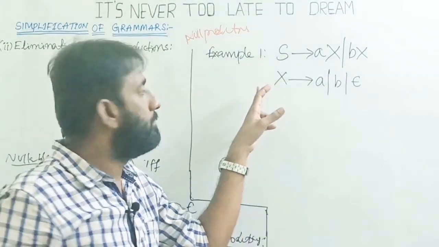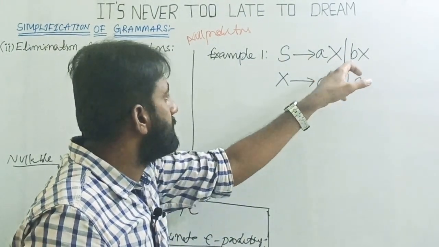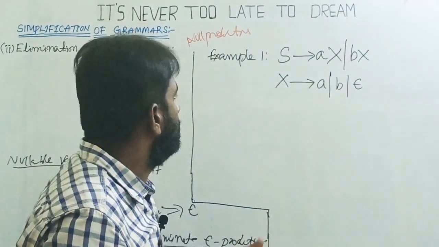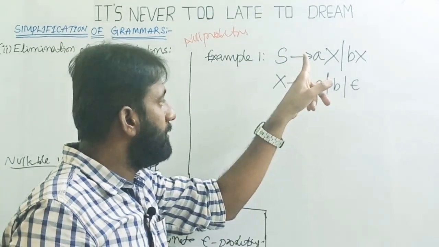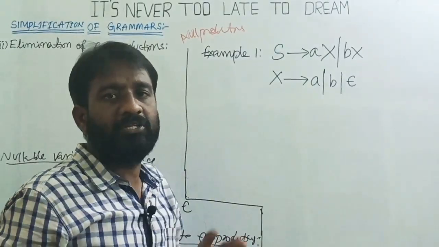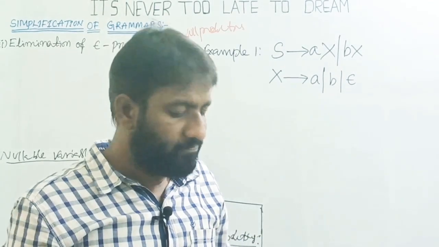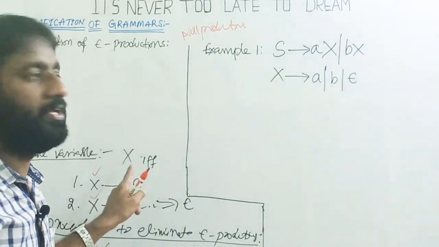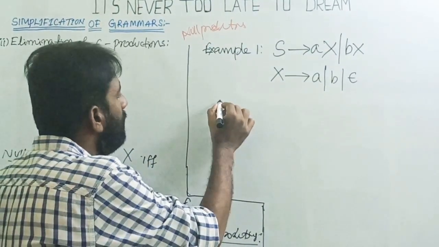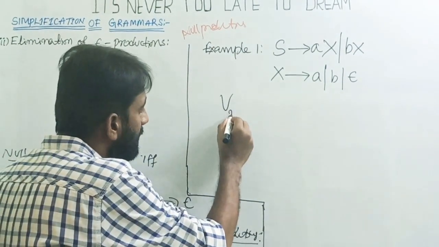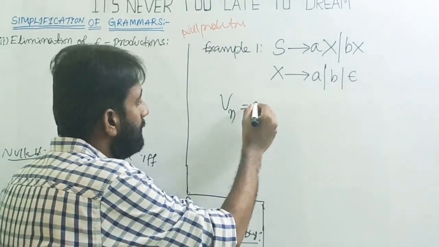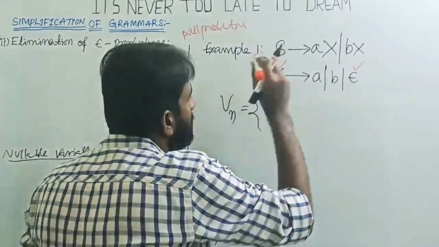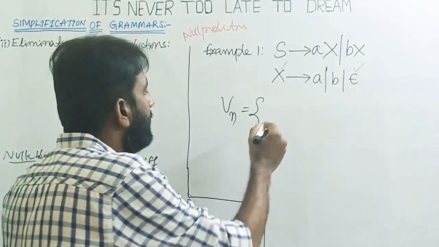Let's take the first example. The given grammar is S tends to aX or bX, X tends to a or b or epsilon. The non-terminals are S and X, and the terminals are a and b. Now I'm asking you to remove the epsilon production from the grammar. As per the procedure, first identify the null variables. Basically it is also a variable, so we write it as Vn. By seeing the production X tends to epsilon, straight away we can write that X is the null variable.